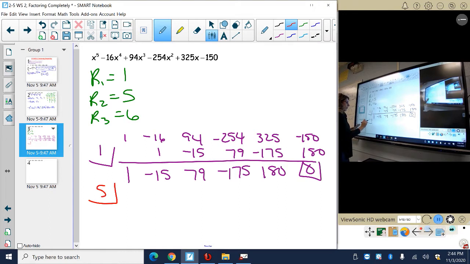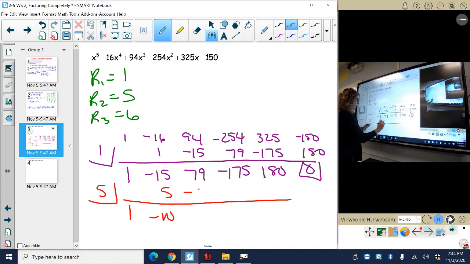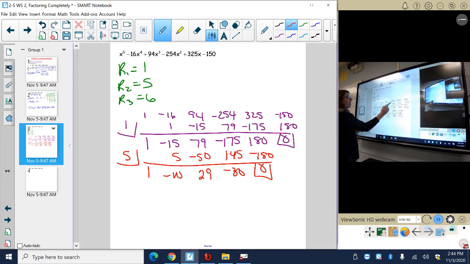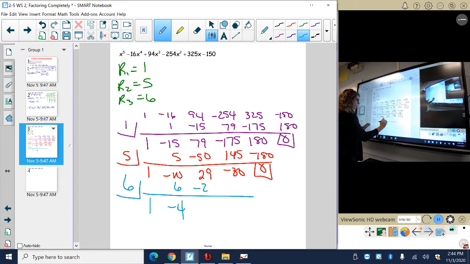So I'm going to do it at 5. That's a 1, that's a 5, that's a negative 10, a negative 50, so that's going to be 29. 29 times 5 is going to give me 145. Minus 175 gives you negative 30. Negative 150 to give me 0. So now I'm going to go ahead and do it again at 6. So that's 6, negative 4, negative 24, a 5, positive 30 to give me a 0.